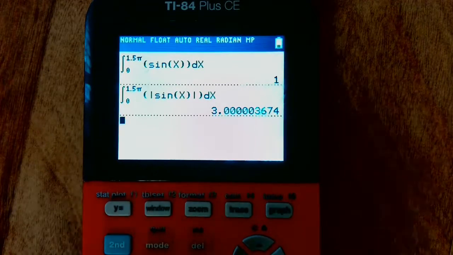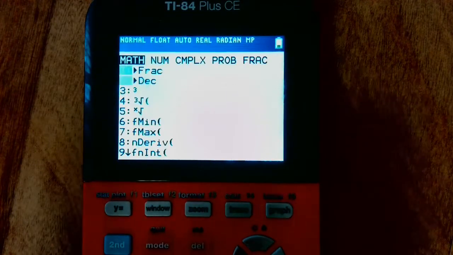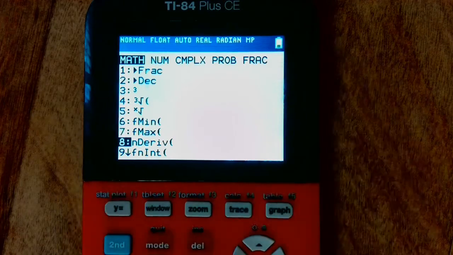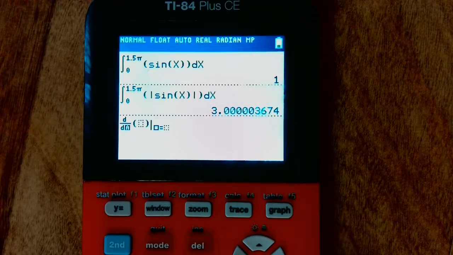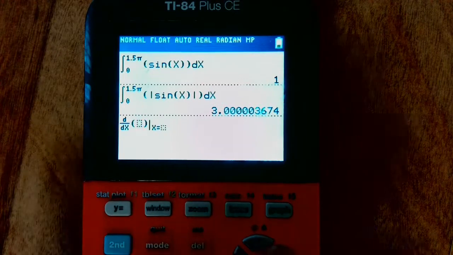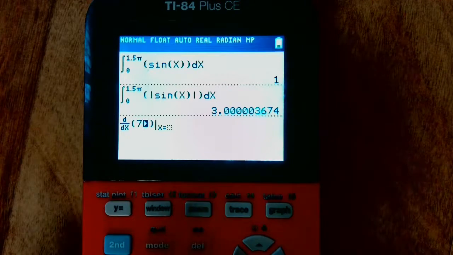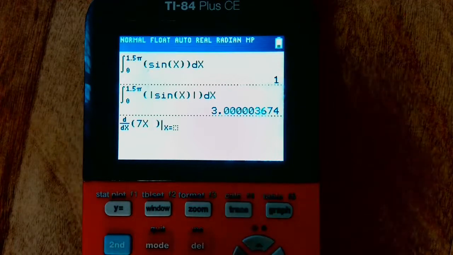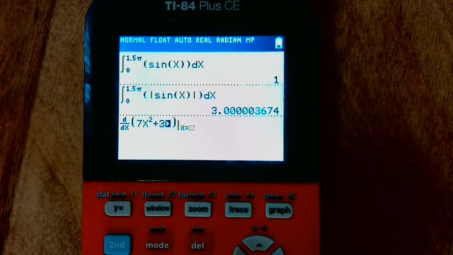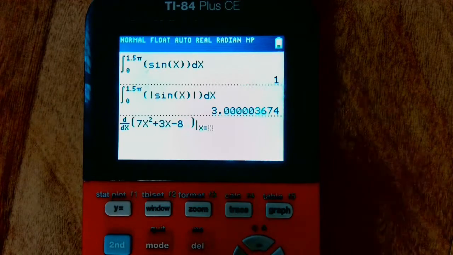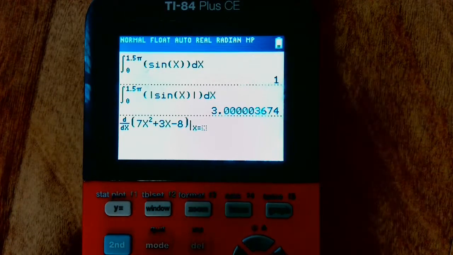I just want to show you one more thing. This nDeriv. Look, a numerical derivative. It's super, super exciting when you first see it. And then you see this. It's d dx. And you type your function 7x squared plus 3x minus 8. I don't know, I just made up a function there.